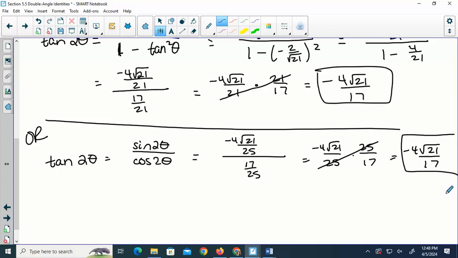The second one. But this only is really helpful if you had to find sine of 2 theta and cosine of 2 theta as well. If the only thing the problem had asked me to do was find the tangent, it probably would have been easier just to do the tangent formula. So, couple of options there. Are there questions on that one?